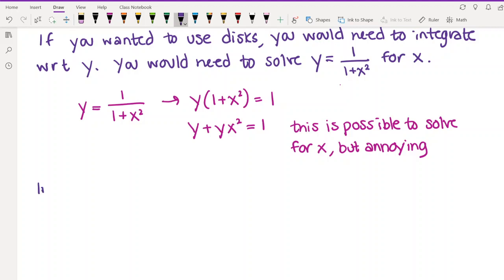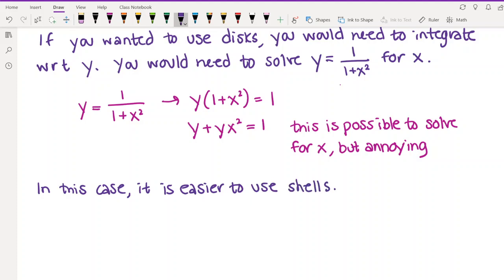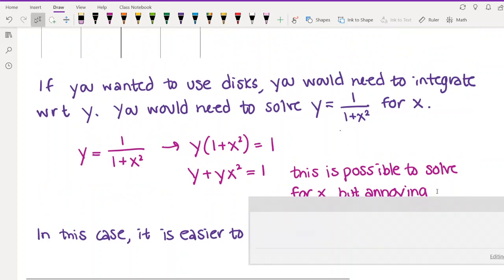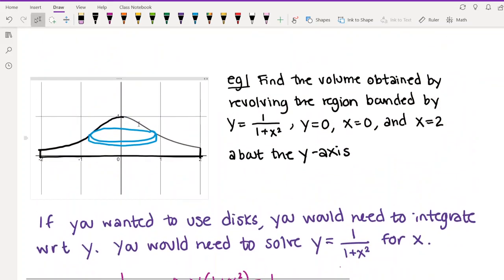So in this case, it is easier to use shells. And I'm not going to go through that because we already did this. It's in 2 videos ago. But basically, all you need to know here is why it is easier to use shells. Well, because if you're using shells, then you're integrating with respect to x. And so you already have your function in terms of x, so you don't have to do that extra work of solving anything.